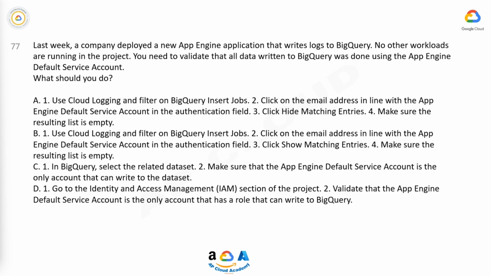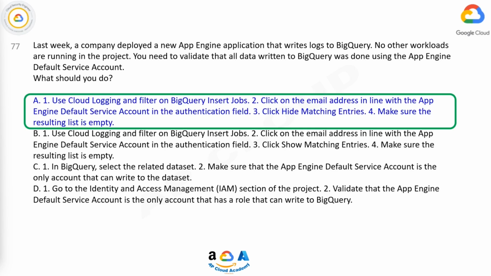C. 1. In BigQuery, select the related dataset. 2. Make sure that the App Engine default service account is the only account that can write to the dataset. D. 1. Go to the Identity and Access Management (IAM) section of the project. 2. Validate that the App Engine default service account is the only account that has a role that can write to BigQuery. Correct answer A.